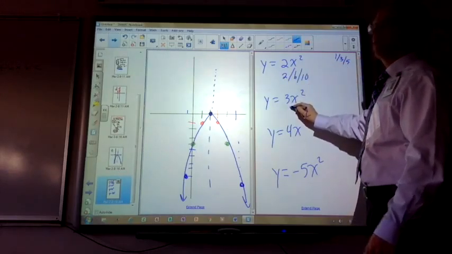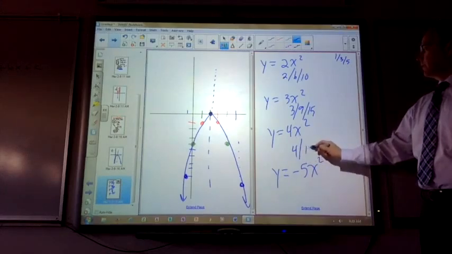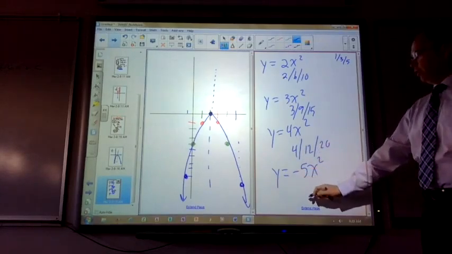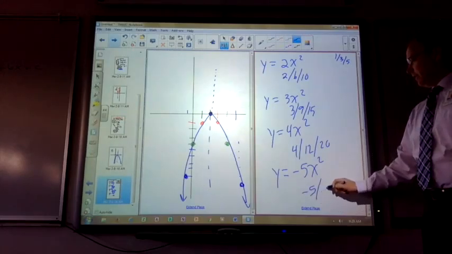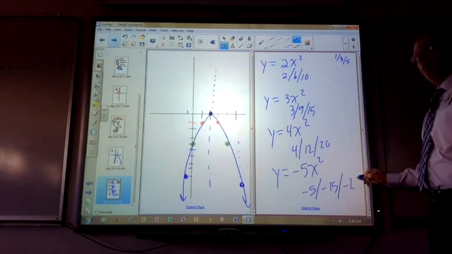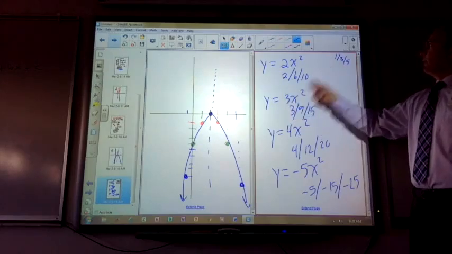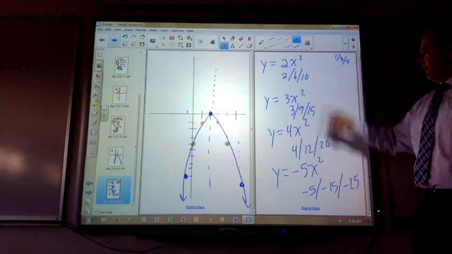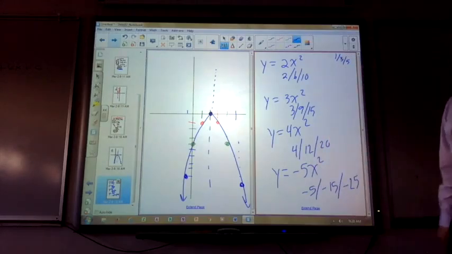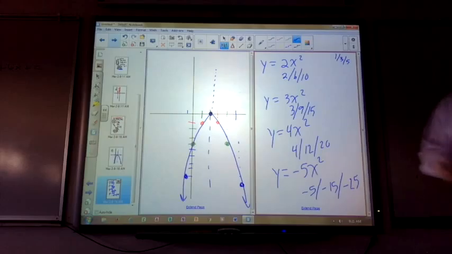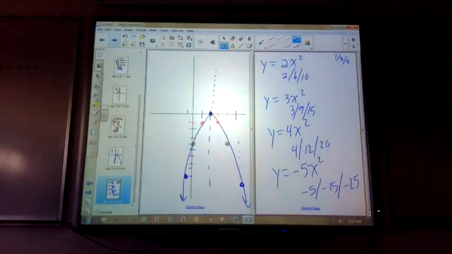This is going to go 3, 9, 15. What's this one? 4. Another trick: negative 5, negative 15, negative 25. That make sense? So 2 times 1, 2 times 3, 2 times 5; 3 times 1, 3 times 3, 3 times 5; 4 times 1, 4 times 3, 4 times 5; negative 5 times 1, negative 5 times 3, negative 5 times 5. Okay? I go to the next problem.